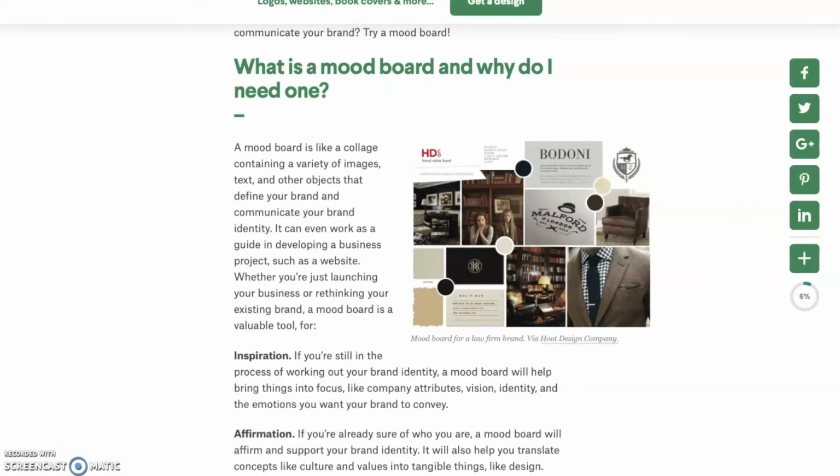Okay, so the next thing we're going to look at just briefly are mood boards, and maybe you've used mood boards before. Finding inspiration for design projects can be tough.